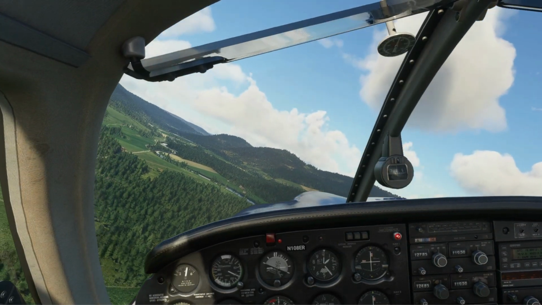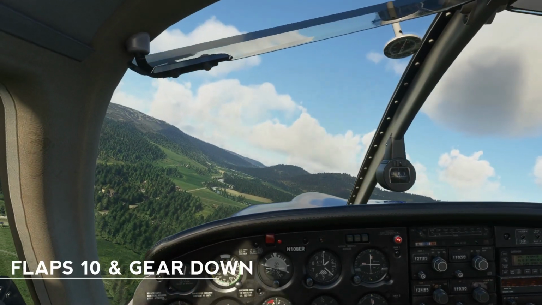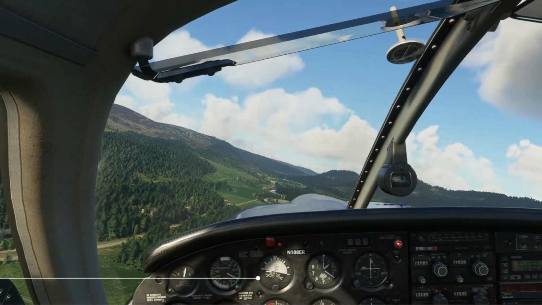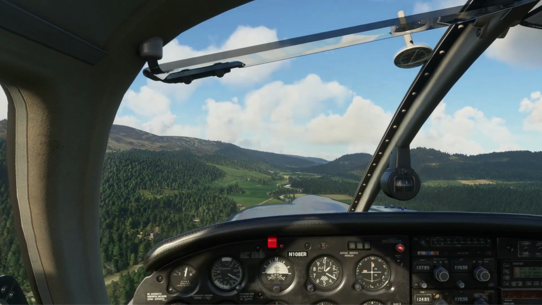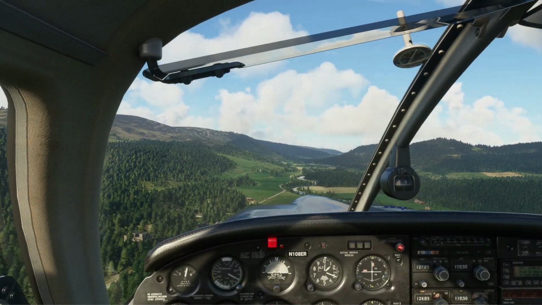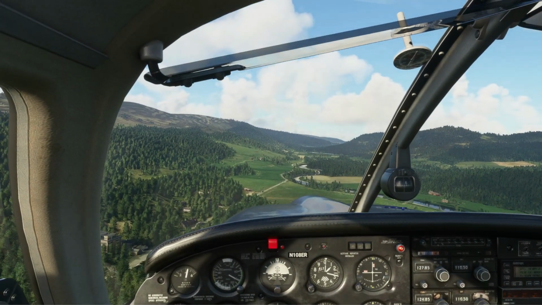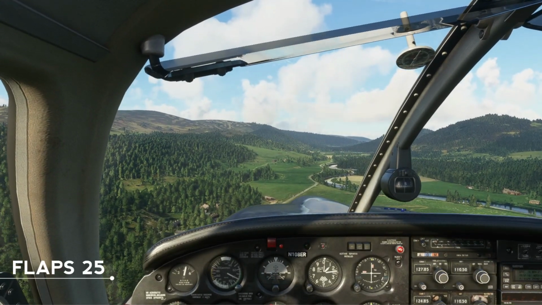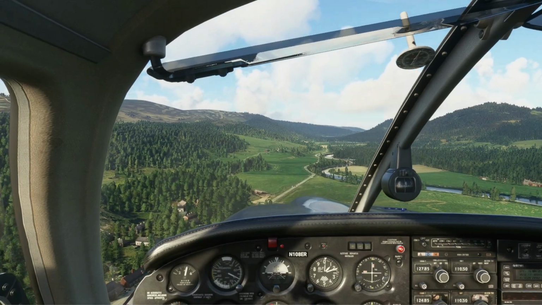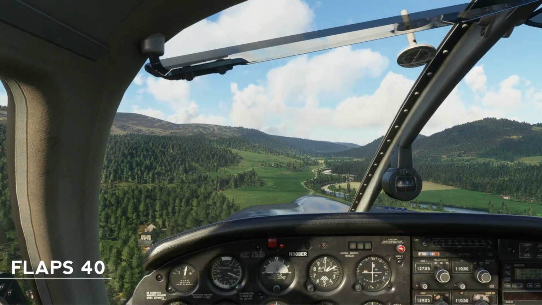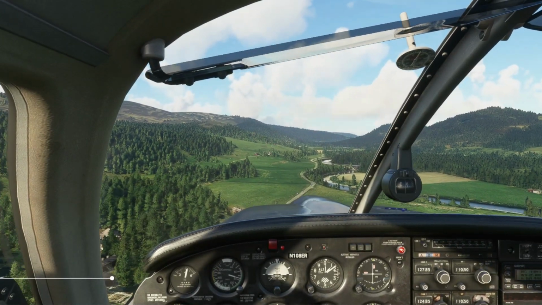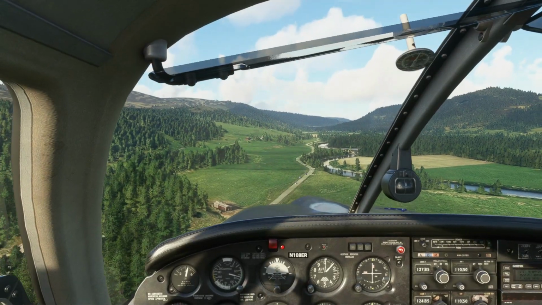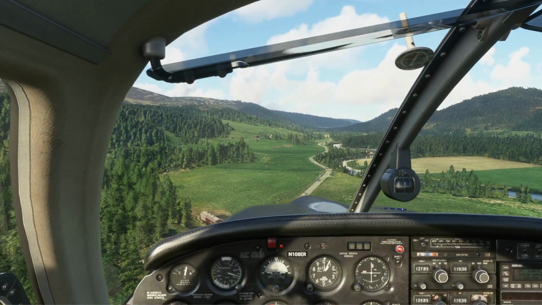Once we're certain we're going to get into the field, we'll then take our first stage of flaps. We'll drop the gear, and then as appropriate, taking flaps 25 and flaps 40. Notice with our final selection of flaps, the aircraft really wants to descend, and now we're aiming for that third of the way into the field.